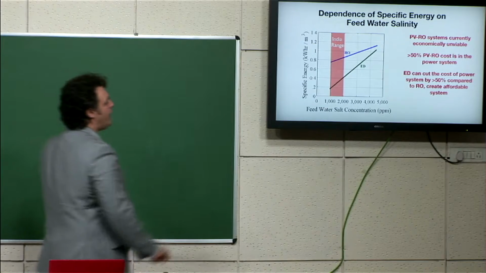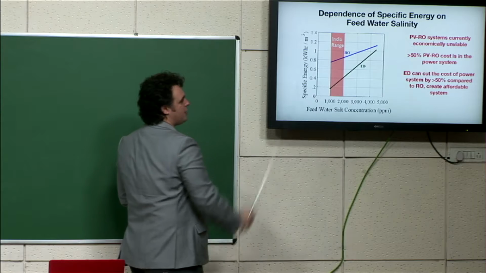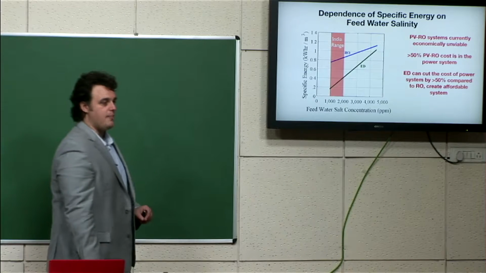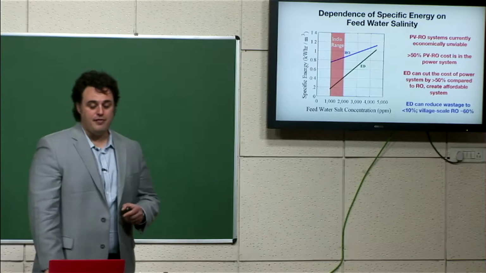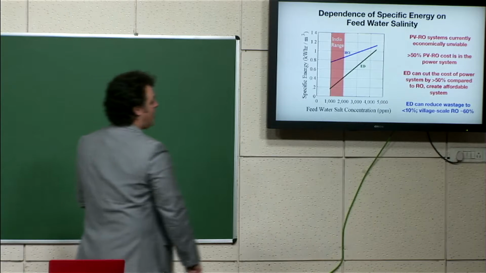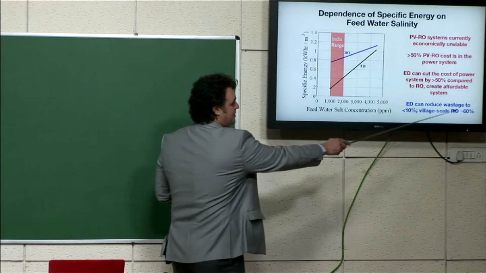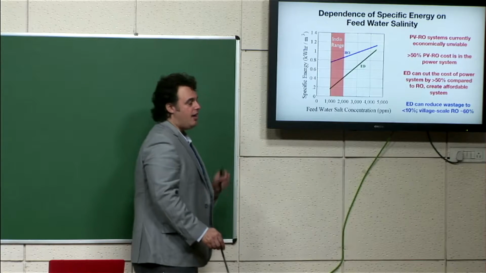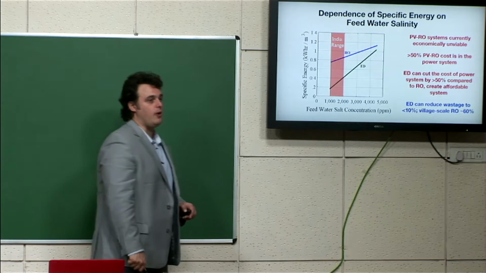And so why this energetic reduction is so valuable is we can cut the cost of that power system by more than 50% compared to if we were using reverse osmosis and make it cheaper. The other big advantage, going back to the water stress condition in India, is that most village scale RO systems waste about 60% of the water that comes into them. Electrodialysis can run at much higher recoveries and waste less than 10% of the water.